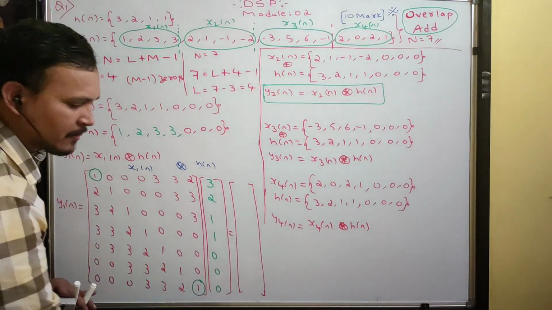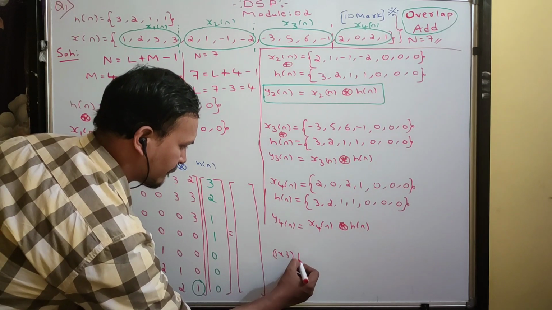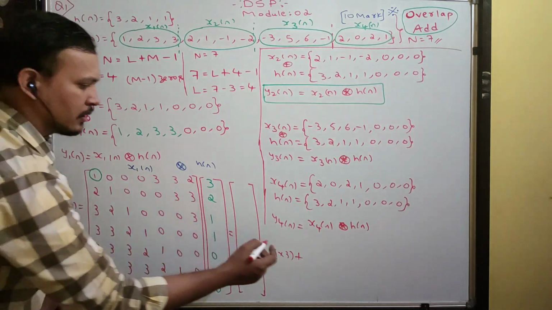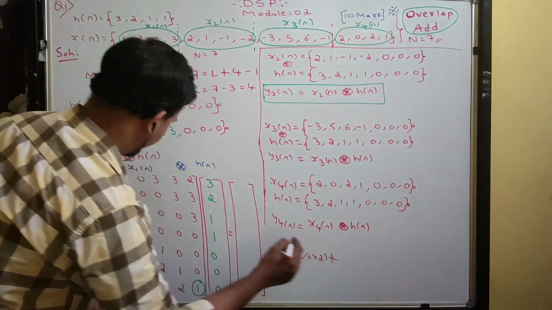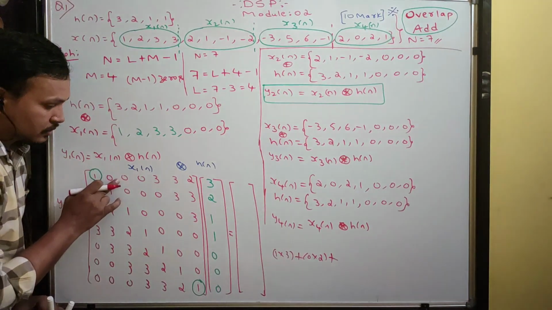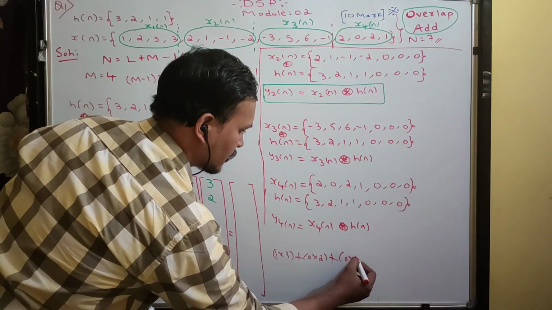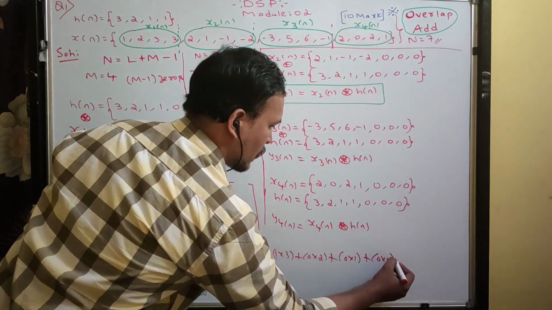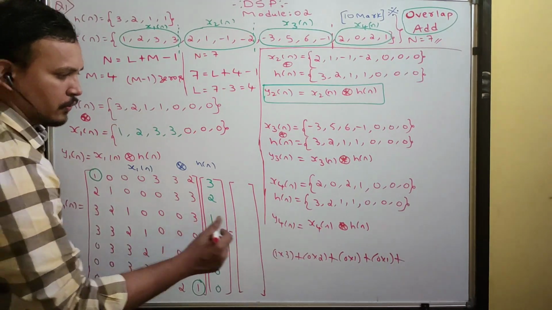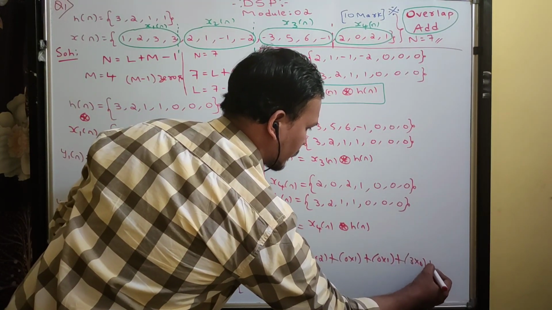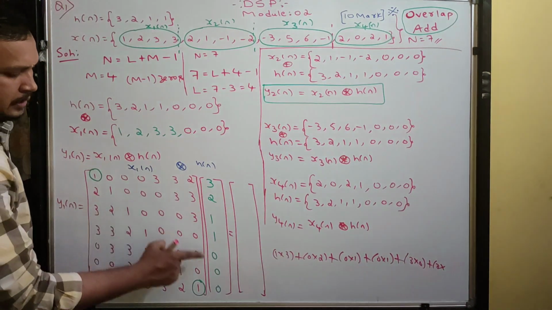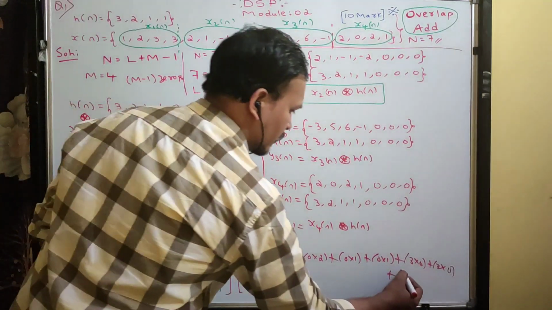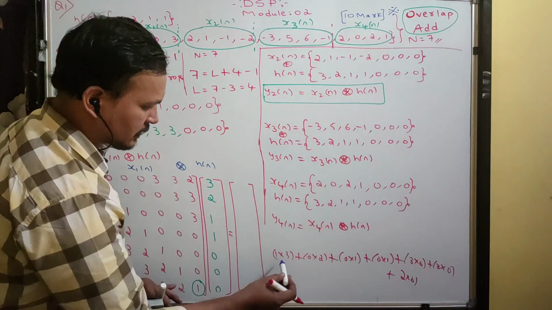How to write the first element? 1 into 3 plus 0 into 2, plus 0 into 1, plus 0 into 1, plus 3 into 0, plus 3 into 0, plus 0, plus last 2 into 0.